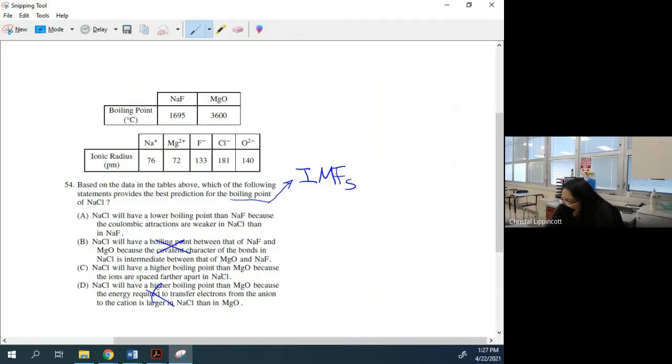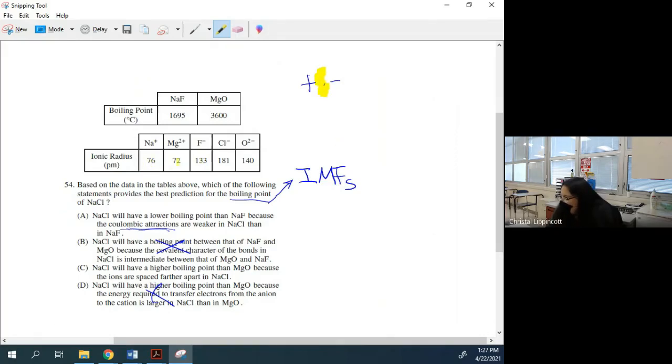All right, here we have a spacing issue. Here we have attractions. So when we're talking about IMFs, remember we're talking about some certain attractions here, right? It's this positive and this negative being attracted to one another. That attraction between these guys is what we're interested in.